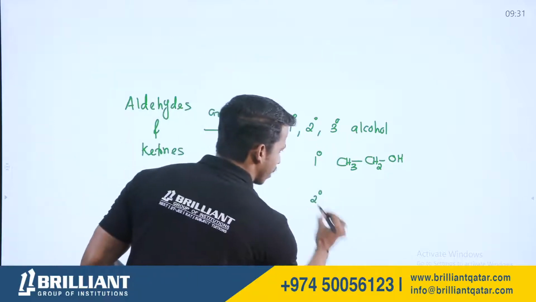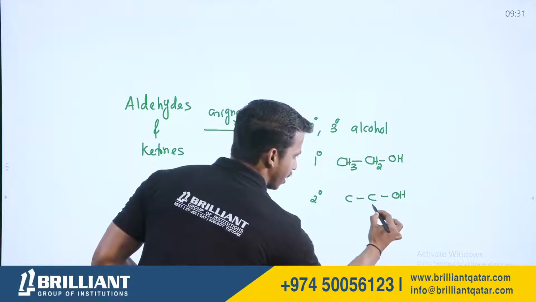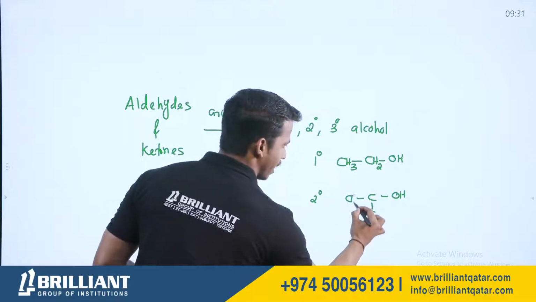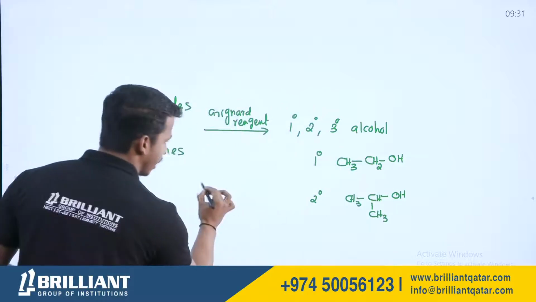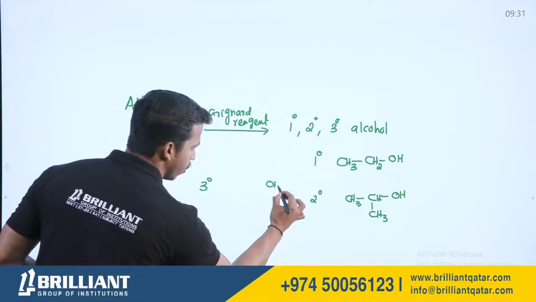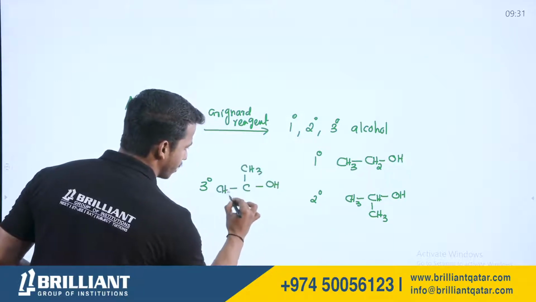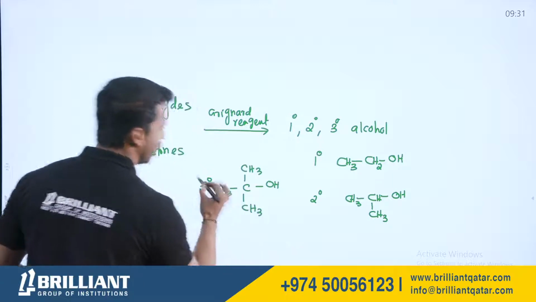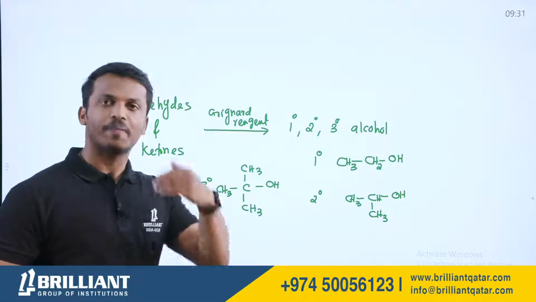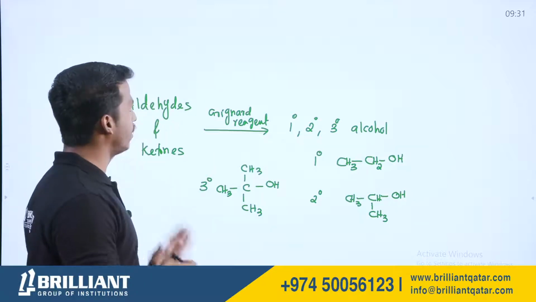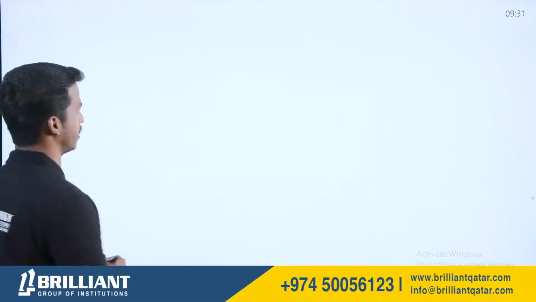What about secondary alcohol? The alcohol-connected carbon, if it is directly connected to two carbons, we can call it a secondary alcohol. Then what about tertiary? Tertiary means the alcohol-connected carbon is connected to three carbon atoms directly; we can call it a tertiary alcohol. So all these kinds of alcohols you can prepare from aldehydes and ketones when treated with Grignard reagent. Let's go for a detailed discussion.